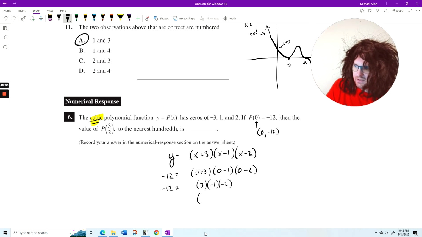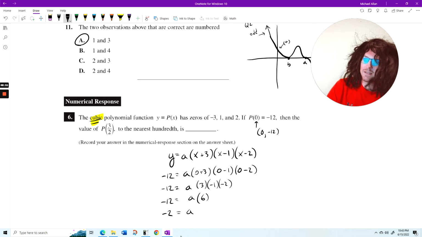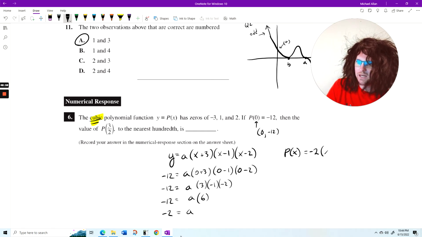So what do we have here? This is 3 times 2. This ends up being 6, but it's positive 6, too. I need this to be negative 12, so there must be something here to fix this. If I do some multiplication and division here, it looks like a has got to be negative 2. So why did we do this? Well, now we have an equation for p of x, which is y = -2(x + 3)(x - 1)(x - 2), all my zeros.